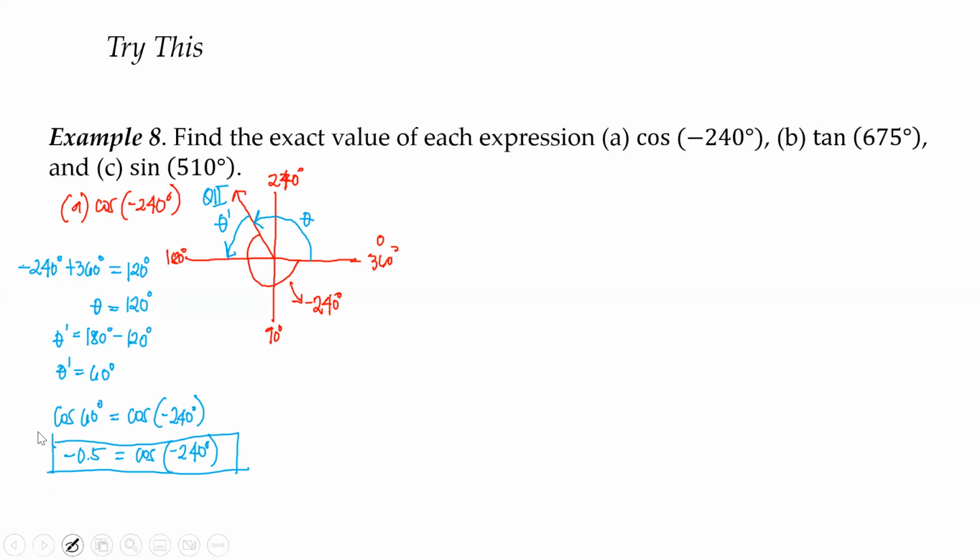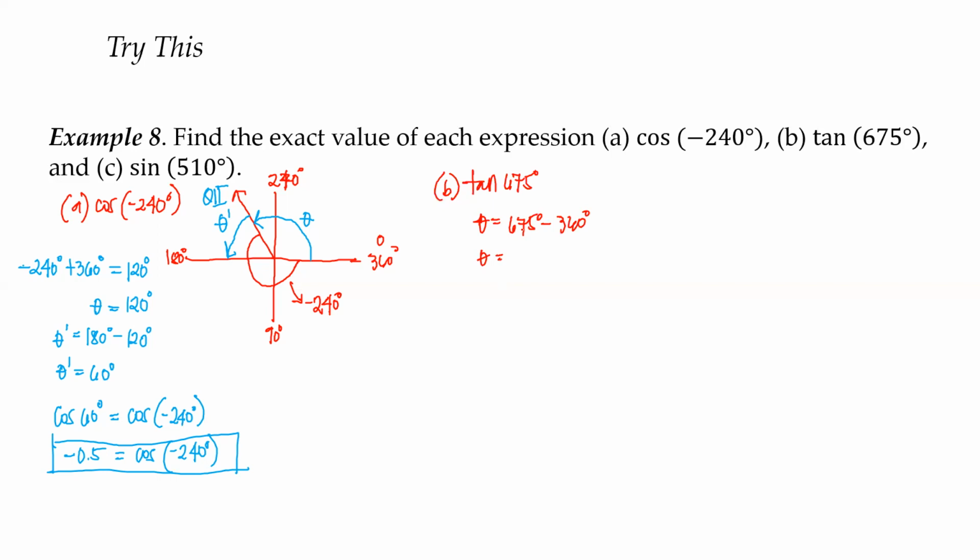Let me go back to color red first. Okay. For tangent 675, letter B. Of course, we can observe 675 is way greater than 360. If we subtract 360 twice, that becomes 720, but that is too much, so it only revolved once. So theta is equal to 675 degrees minus 360 degrees.